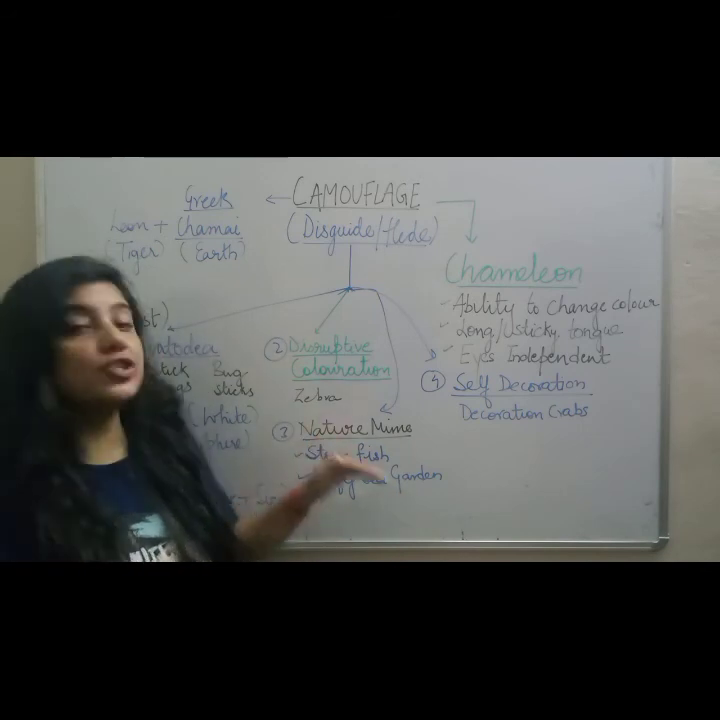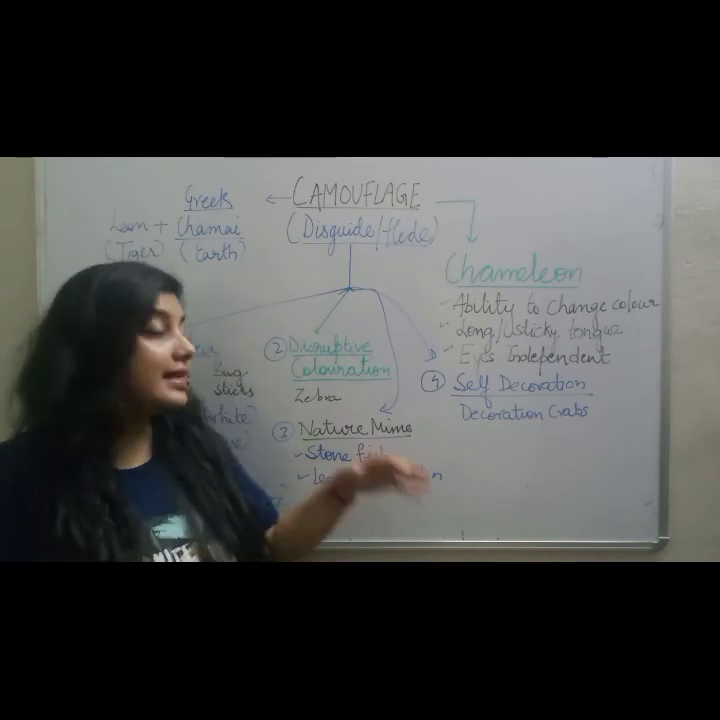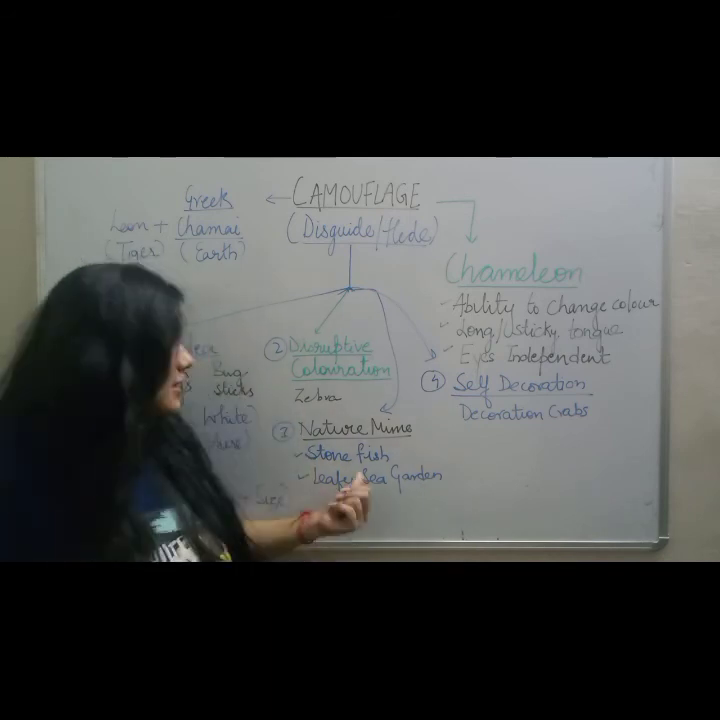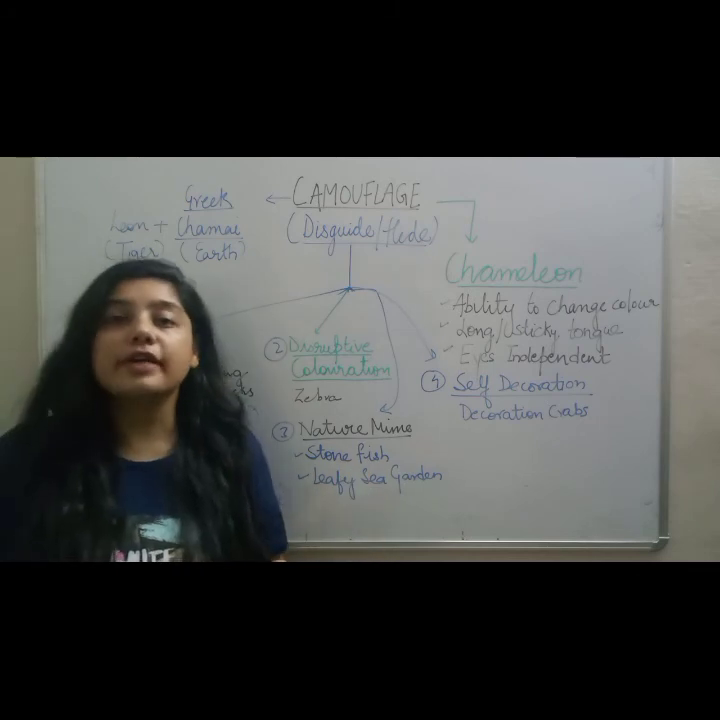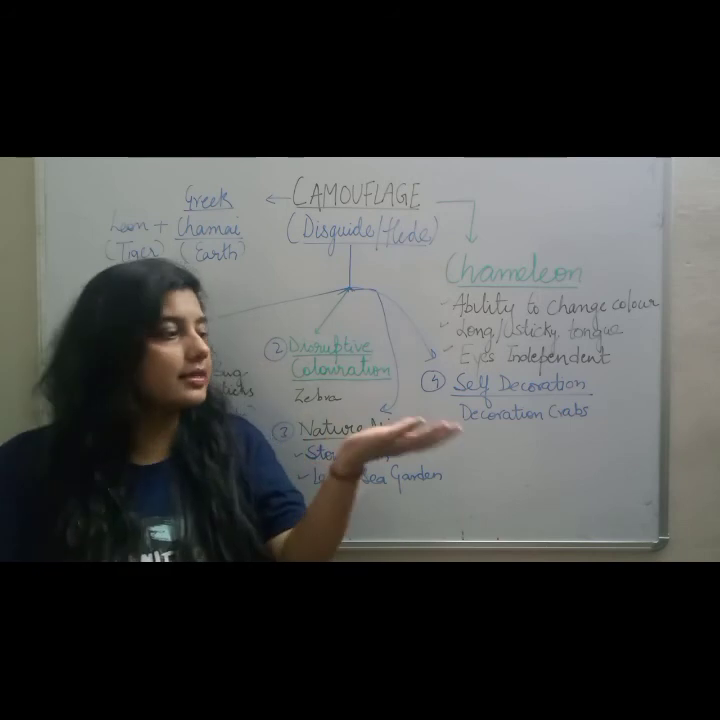Now next is nature mime. Mime here means mimic, to mimic somebody. Now how do these animals mimic nature? First is the stonefish. All of you are aware of it. What does a stonefish do? A stonefish looks like a stone. It is kept like a stone.